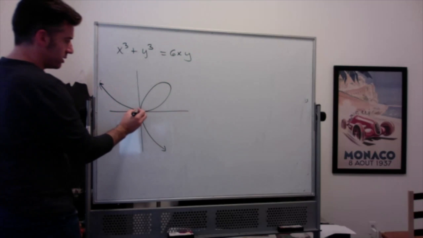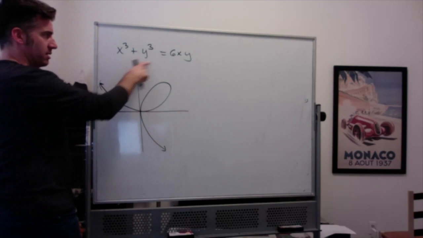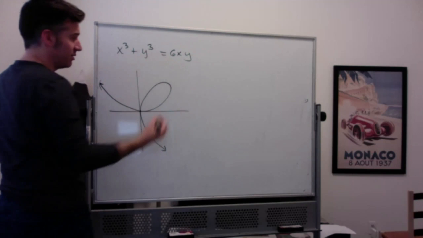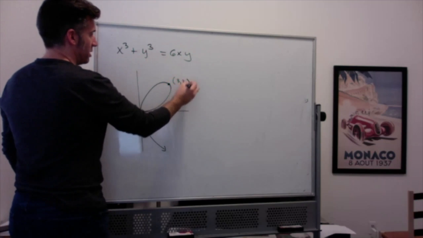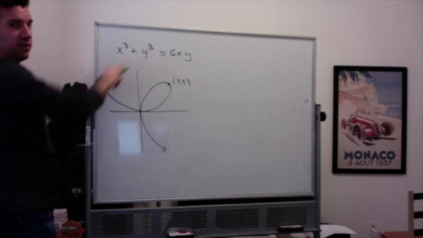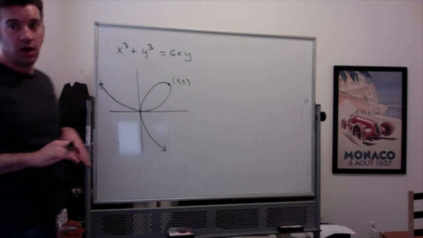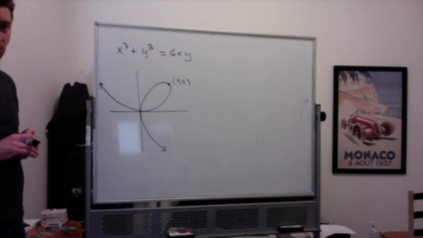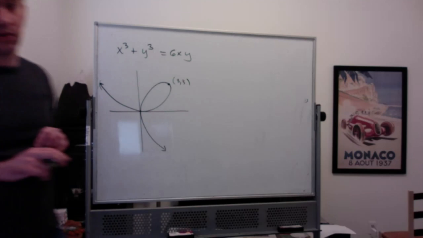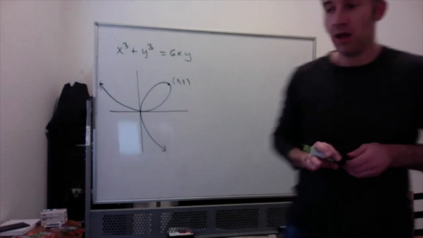And it goes to the point (0, 0), because if x is 0 and y is 0, both sides are 0. It also goes to the point (3, 3), because if x is 3 and y is 3, this side's 54 and that side's 54 as well. But you can't solve for y here, right? You can't get y in terms of just x.